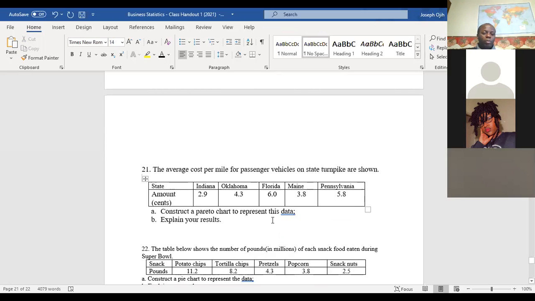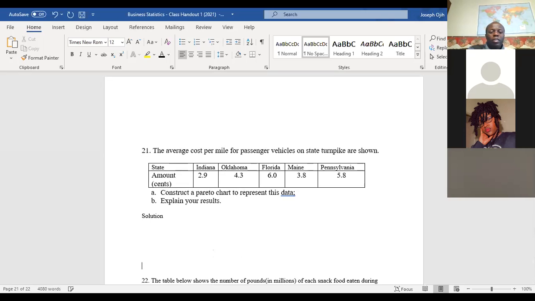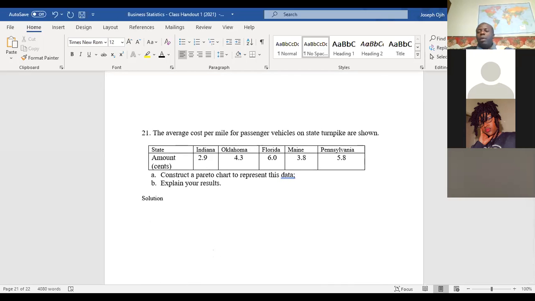Now, to construct the Pareto chart and then explain our results, let us do this. The first thing we do is to arrange them in order of magnitude. Like I was saying during the other class, there are limits to what we can do on the screen. Whenever it's possible to show everything on the screen, I will show you. But when it's not possible, we use technology like Excel to complete it. So the first thing we do is to arrange in order.